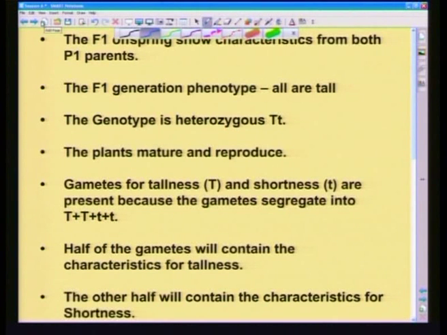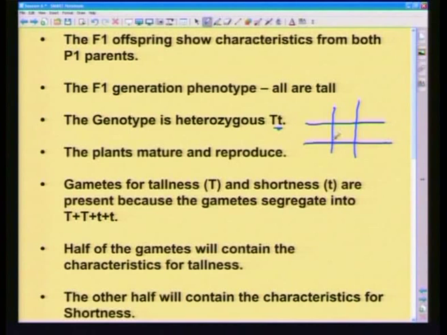So if we look, the F1 offspring show the characteristics from both parents. The F1 generation phenotype, all are tall. The genotype, they are all going to be heterozygous. Now I'm just going to do a cross, just to remind you of what we are going to have. We're going to have homozygous tall and homozygous short. These are our gametes. We're going to have heterozygous offspring, or 4 chances.